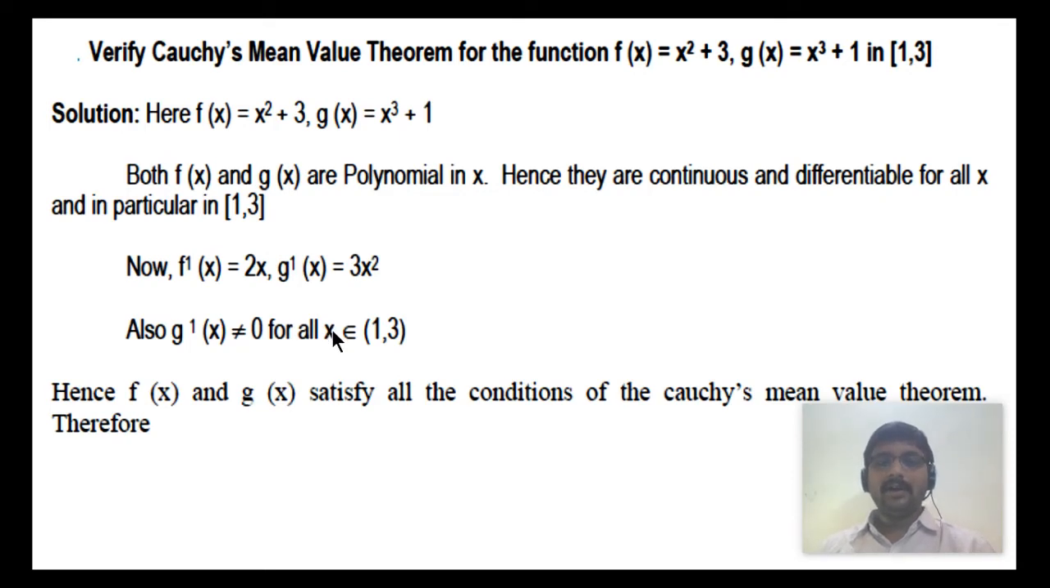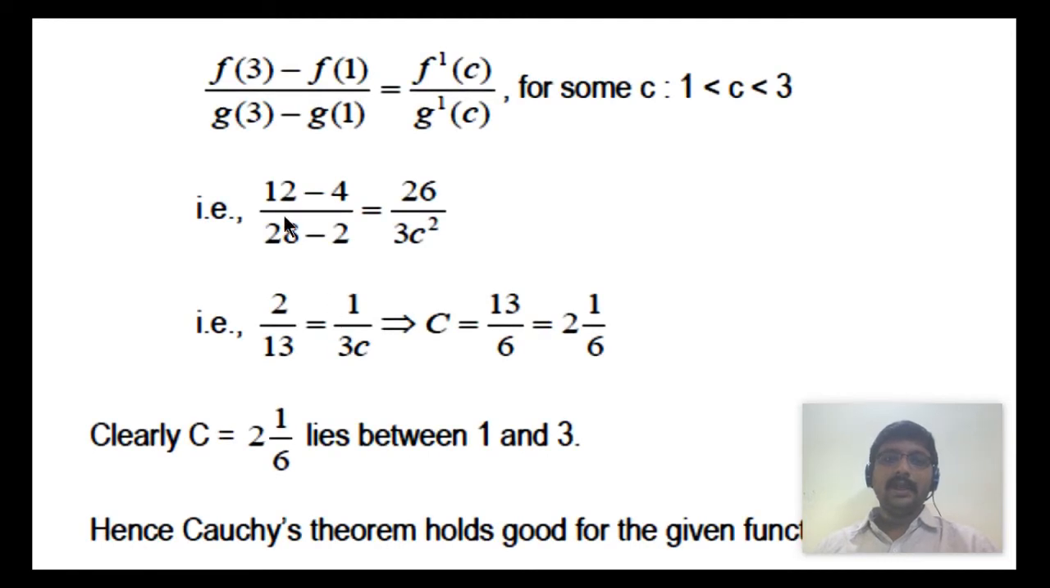So hence f(x) and g(x) satisfy all the conditions of Cauchy's mean value theorem. By Cauchy's mean value theorem, there exists a point c which lies in open interval (1, 3) and satisfies the condition: f(3) minus f(1) by g(3) minus g(1) is f'(c) by g'(c) for some c belonging to open interval (1, 3).